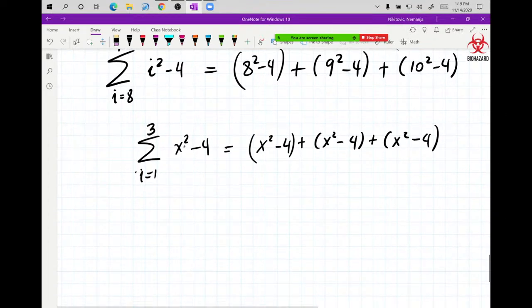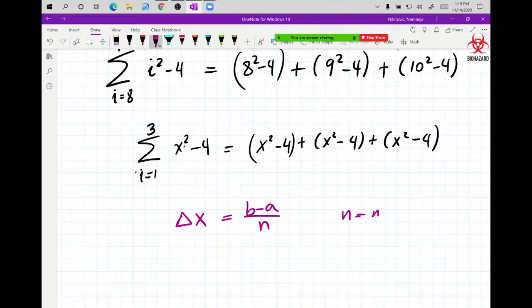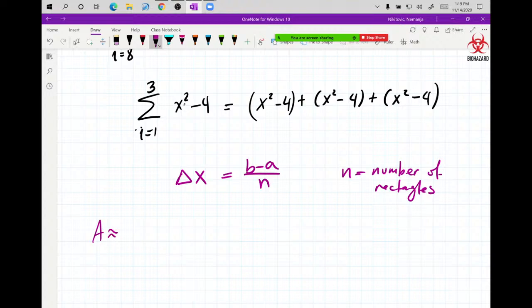So this summation notation is going to play a major role in us understanding what this integration means and what it is. But now with the summation notation, I can rewrite my formulas. I can say delta x is b minus a over n, where n is the number of rectangles.